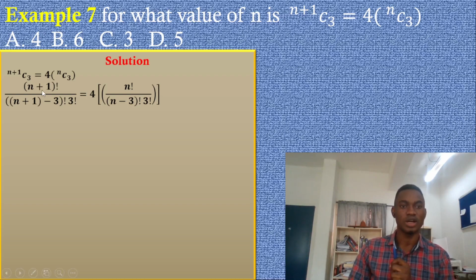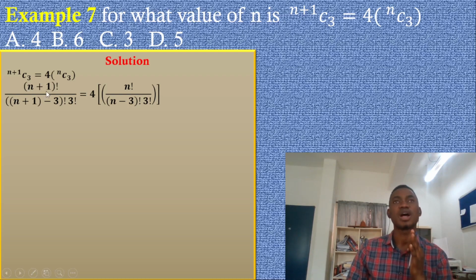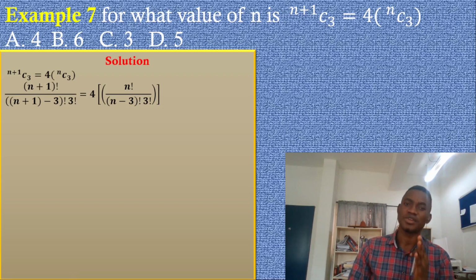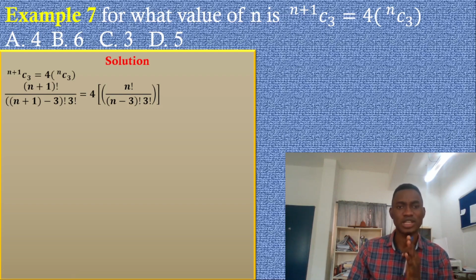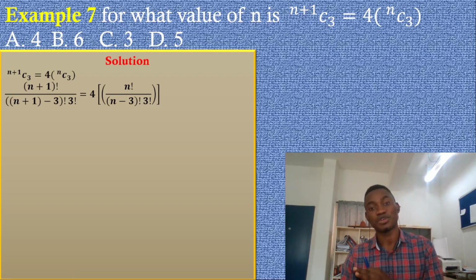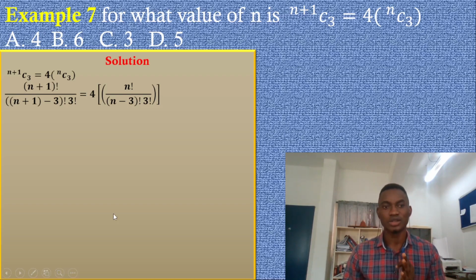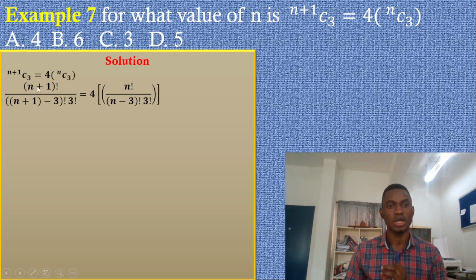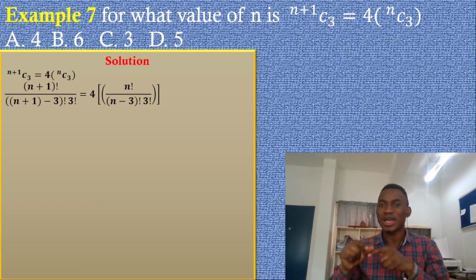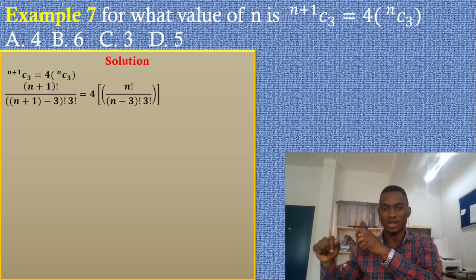Okay, guys, let me call your attention to something again. We have also applied it several times in this example. If we have 5 factorial, it can be expressed as what? 5 times 4 factorial. Is that clear? So the same thing can as well happen here. n plus 1 factorial is also the same as what? n plus 1 times n factorial.